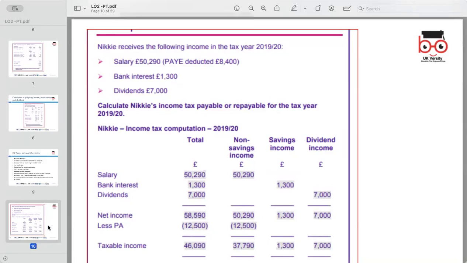So Nikki's non-saving income includes her salary, bank interest, and part of her dividends. Her salary and bank interest total 51,590 pound, while her dividend amount to 7,000 pounds. So we will deduct Nikki's personal allowance from her non-saving income. The personal allowance for the tax year 2019-20 is 12,500 pound.